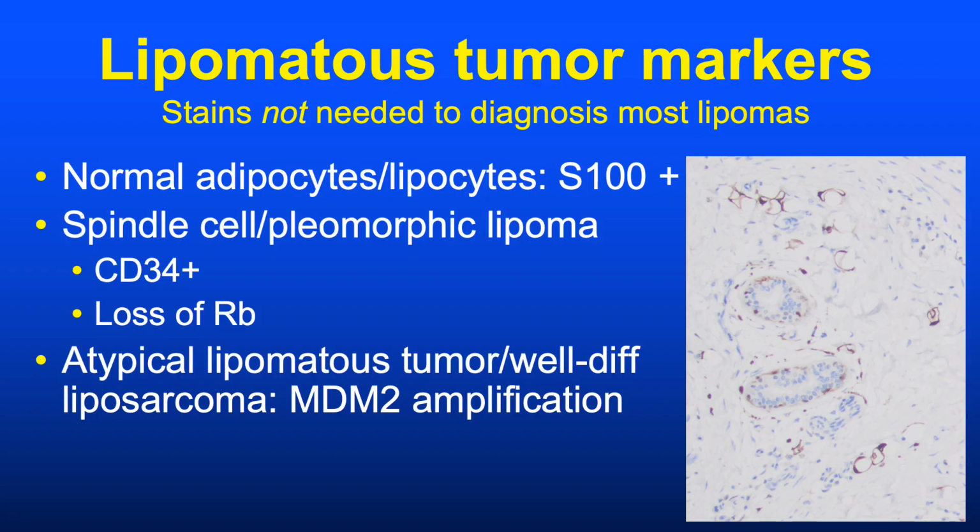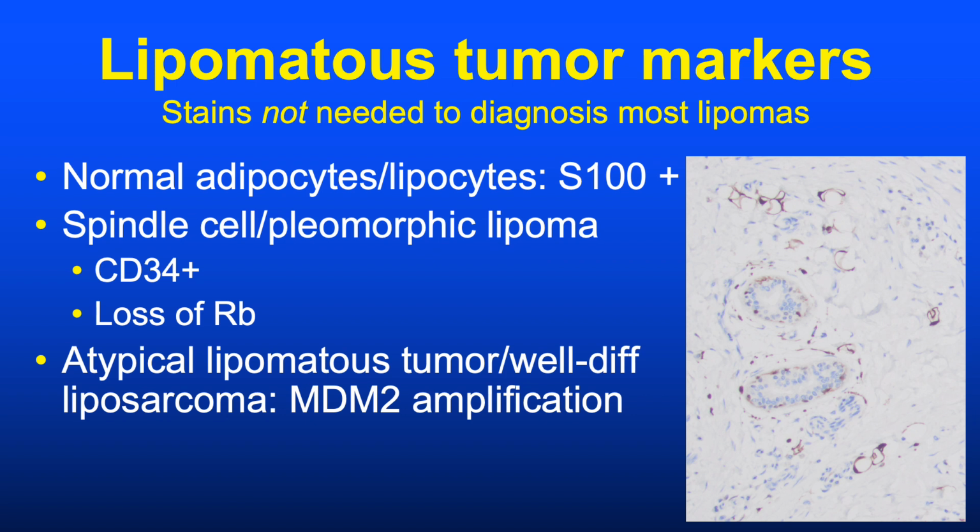The list of special stains for lipomatous tumors is relatively short. As is true for all of these soft tissue tumors, the vast majority of them can be diagnosed without special stains. But S100 would be the basic highly sensitive stain for adipocytes.